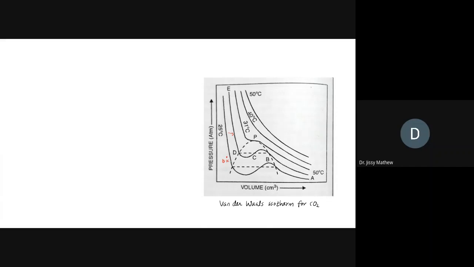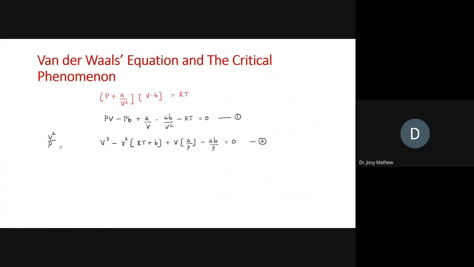Coming to the isotherm at 31.1 degrees Celsius, that is at the critical temperature, it reduces to a point, and that is the critical state. At the critical state, there is only one value of V for a given pressure, and that is the critical volume. So at the critical state, mathematically, we can write (V − Vc)³ = 0.